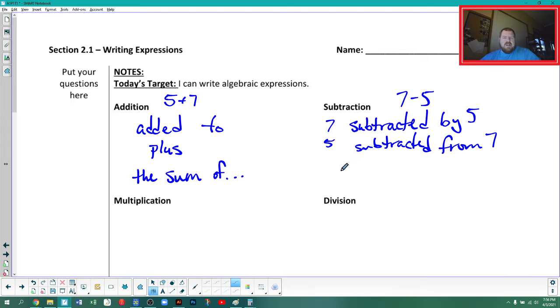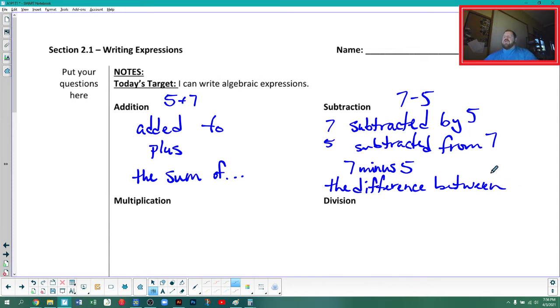Another one I said was minus. Minus I consider to be kind of a lazy way, but it definitely works. It gets your point across. 7 minus 5. A good one that's similar to the sum of would be the difference of, or even the difference between. It is important to remember that order matters in subtraction. When I say the difference between, and then I list the two numbers, I want to make sure to say them in the order that I want them subtracted. So the difference between 7 and 5 would mean this.